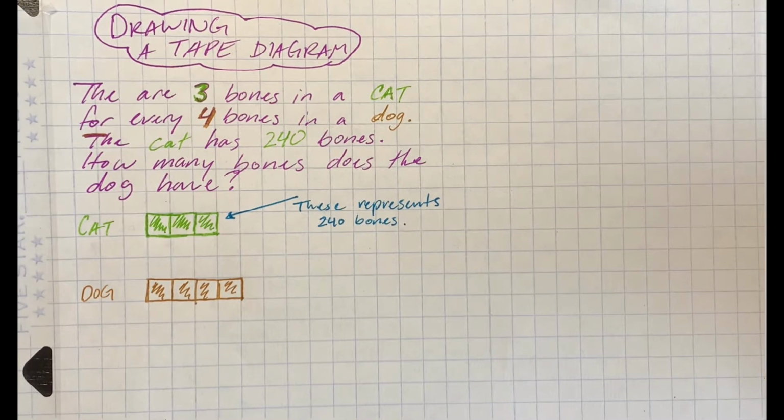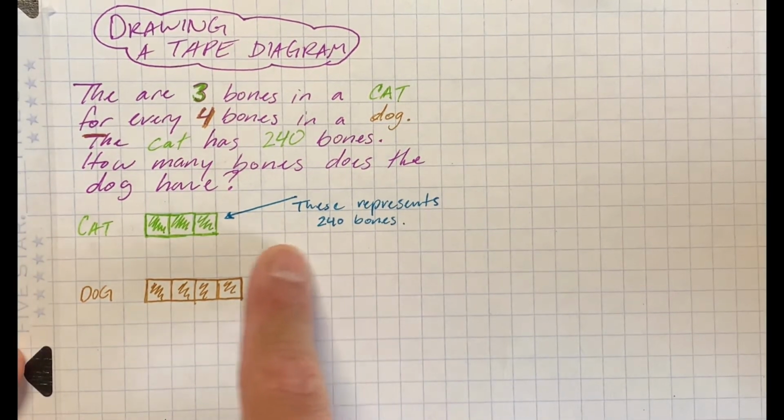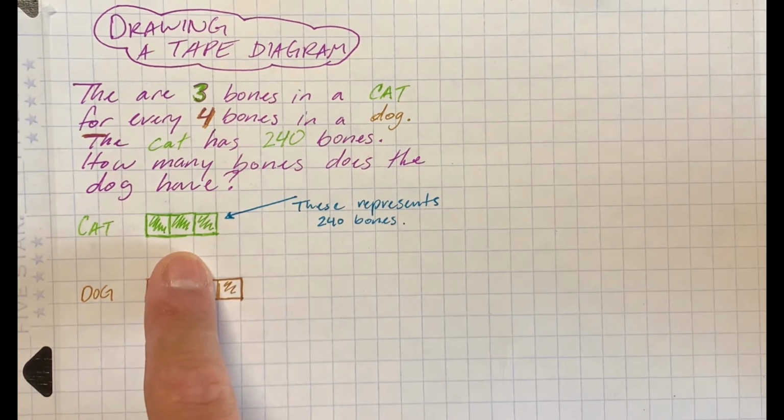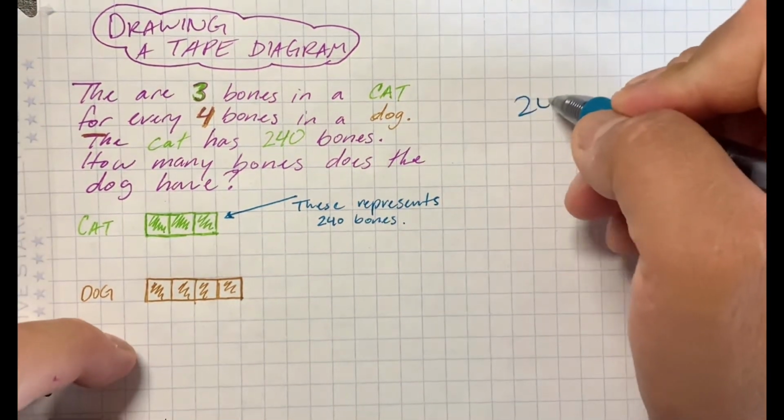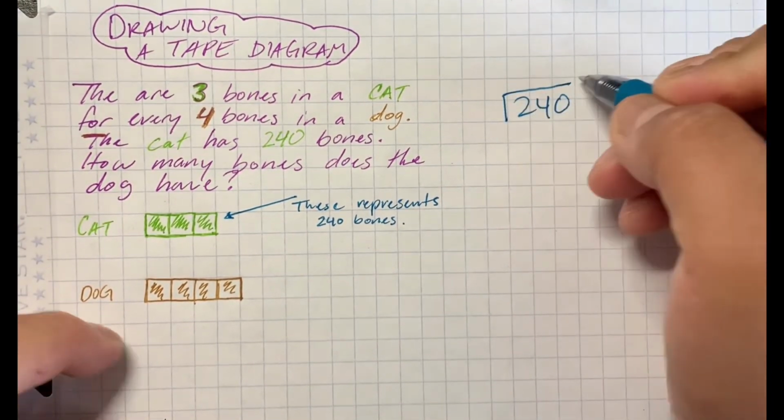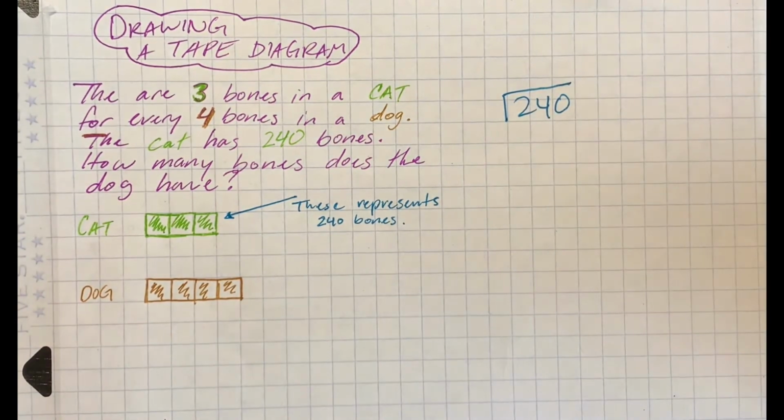Let's read this situation. It reads that there are 3 bones in a cat for every 4 bones in a dog. The cat has 240 bones. How many bones does the dog have? Now, notice that these represent 240 bones. If the cat has a total of 240 bones, we're going to divide that by the ratio 3.